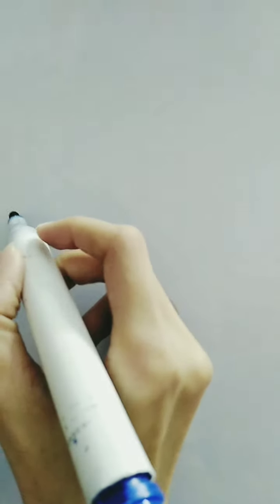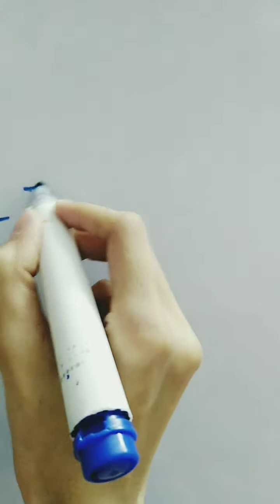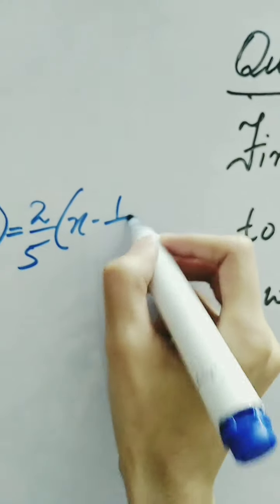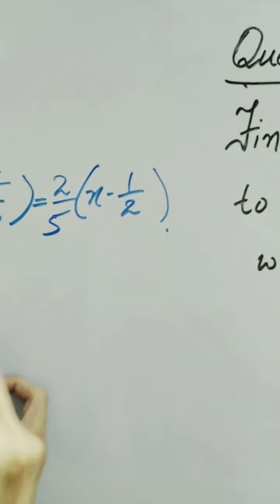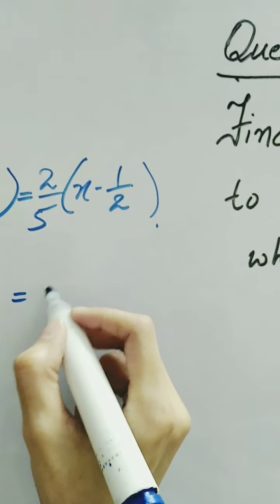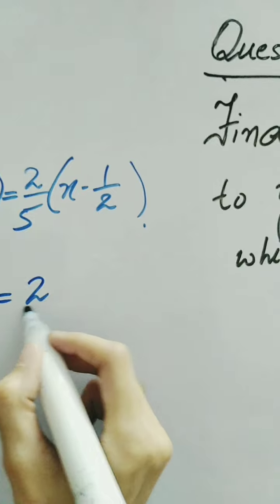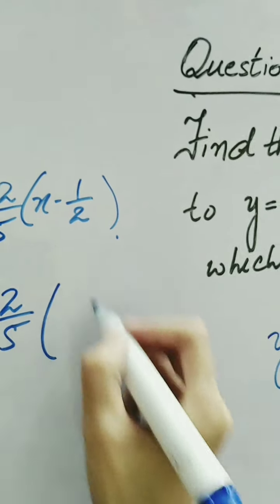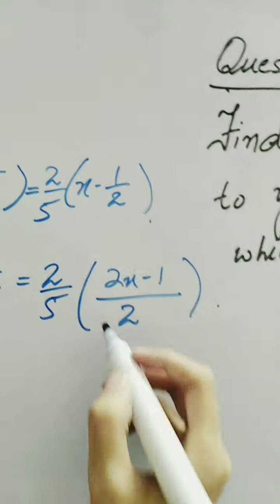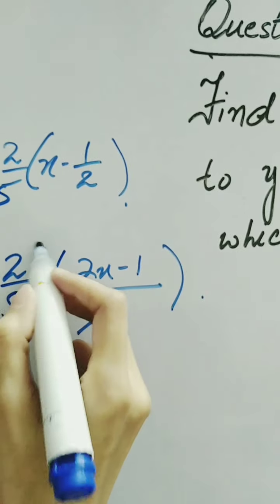Now we can easily find the equation with the help of the standard equation, which is y minus y1, which is minus 7 over 16, equals the gradient, which is 2 over 5, times x minus x1, which is 1 over 2. Now we have y plus 7 over 16 equals 2 over 5, and if we solve it, we will have 2x minus 1. This 2 cancels out with this 2.